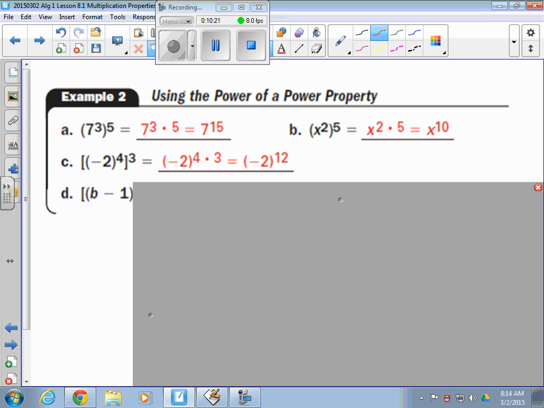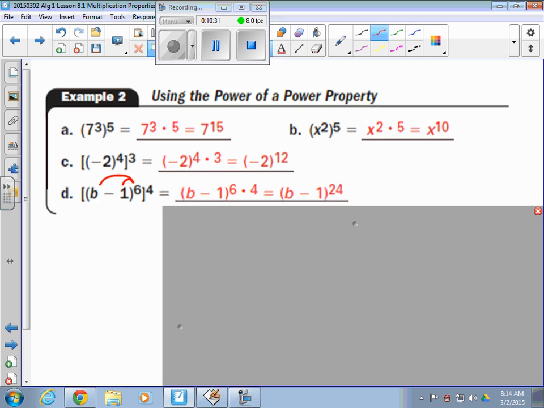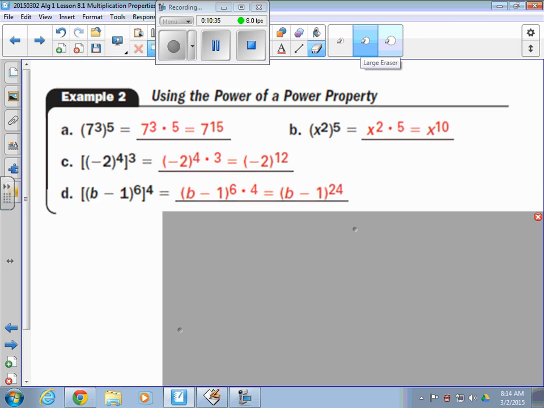And then the last one says b minus 1 to the 6th power to the 4th power. You're going to make sure you give the 6th power to both of them. Okay, b minus 1 to the 6 times 4. Oh, we'll get to that on the last example. But it's the 6th power raised to the 4th power. You're going to multiply 6 times 4 and get b minus 1 to the 24th power.